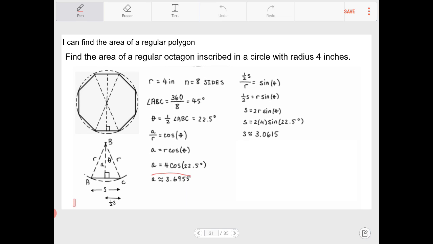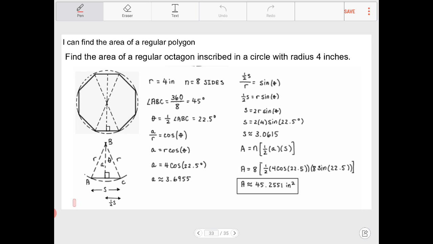So now I have my height and I have my base. I want to multiply base times height, divide by 2, and multiply that product by 8, because I have 8 of these isosceles triangles. Therefore, the area is approximately 45.2551.